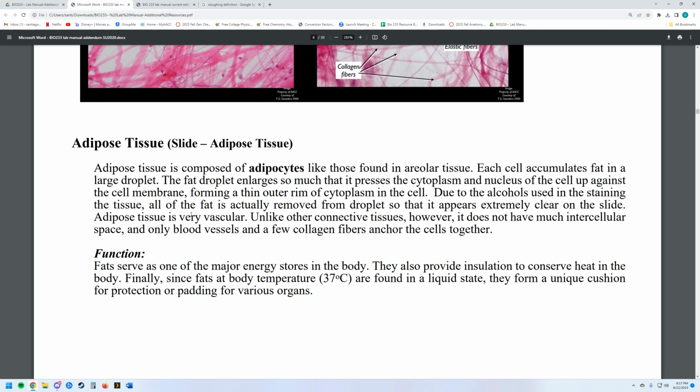Ooh, okay. So if we see clear, we just want to imagine a giant fat droplet. Adipose tissue is very vascular, so it has a lot of blood vessels flowing.